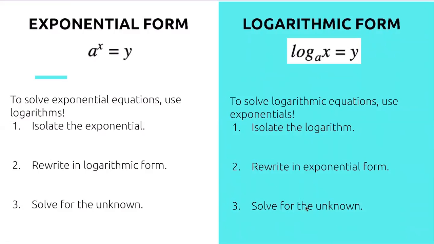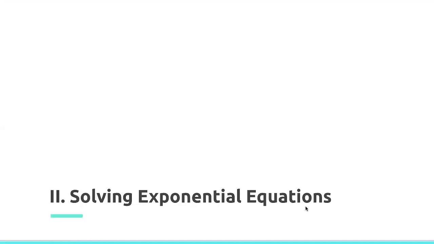On the flip side, when we have a log form, we're going to condense it if we need, isolate our logarithm, rewrite it in exponential form, and then solve for our unknown. The two of these go hand in hand, exponential forms and logarithmic forms of equations, because they undo each other. If we have something in the exponent we don't know, we use logs. If we're logging something that we don't know, we use exponential. So let's try some practice.